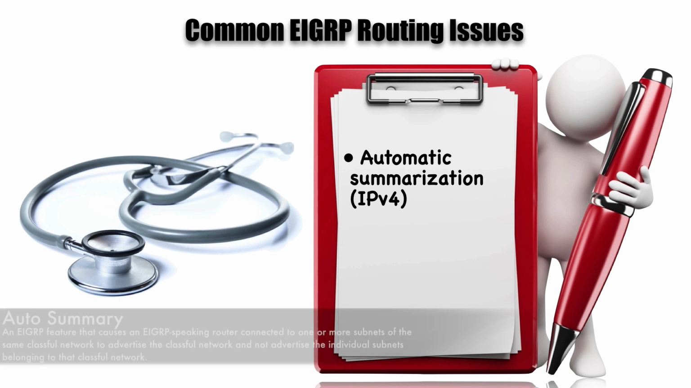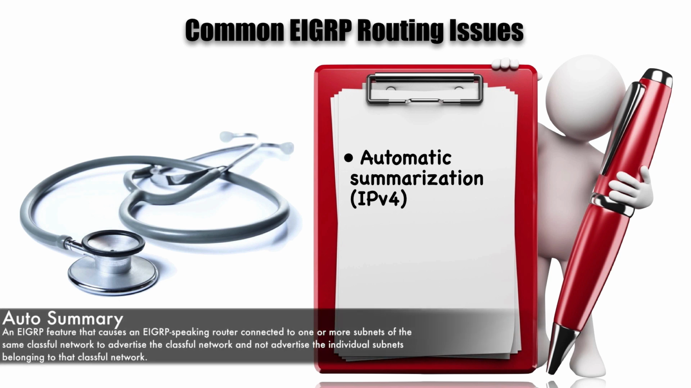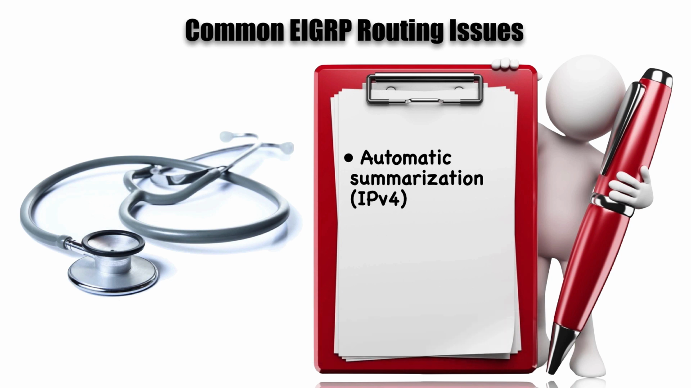It could be automatic summarization that EIGRP can do. Now, this is an IP version 4 concept because we don't have the concept of classful networks with IP version 6. But with IP version 4, in order to cut down on the number of individual route advertisements that need to be sent out, what EIGRP can do is take all of the subnets of a classful network, and instead of advertising those subnets individually, EIGRP can advertise a summary route. It can advertise the classful network instead of all of those individual subnets.